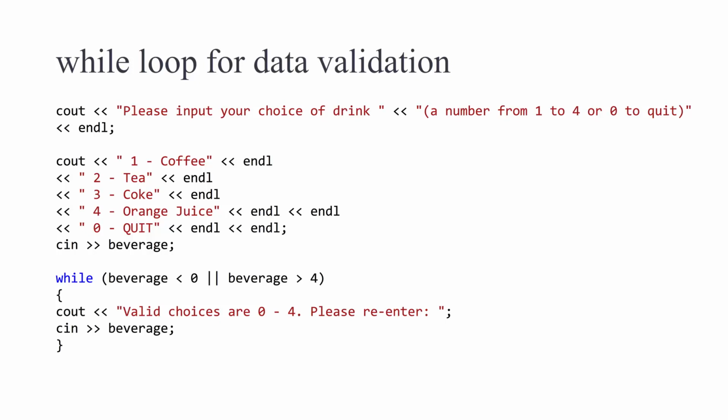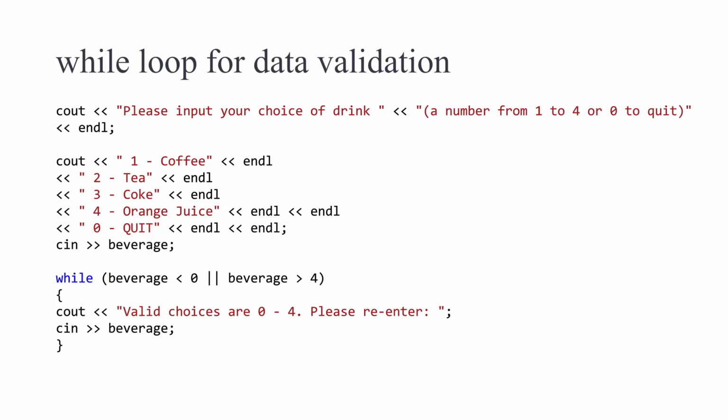Data validation is an important process that ensures that the input provided by the user is valid and acceptable for further processing. This C++ code prompts the user to input their choice of drink and validates the input to ensure that it is a number from 0 to 4.